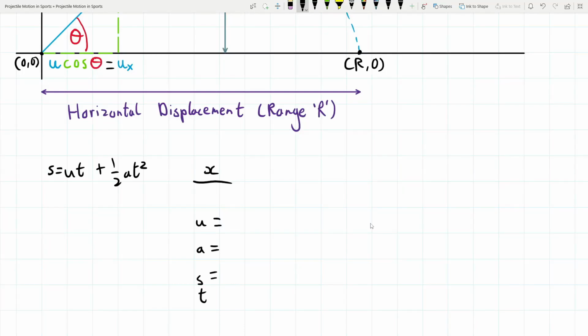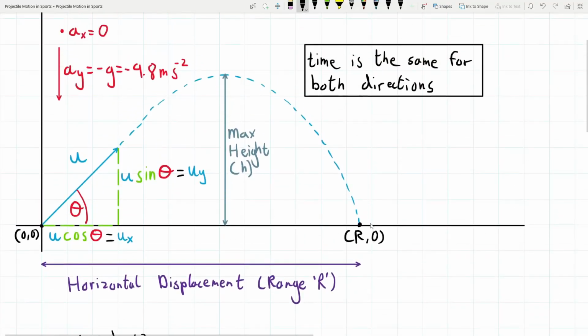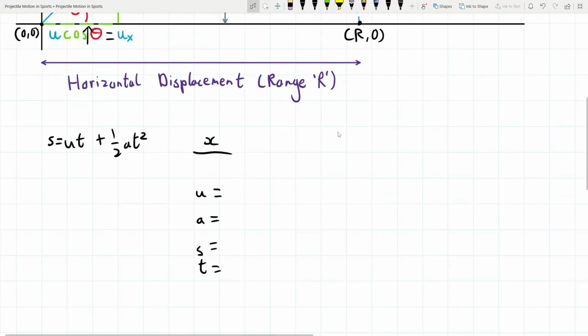So u in our diagram is u cos theta. The reason for that is because this side here is the adjacent side, and we know that cos of an angle equals the adjacent over the hypotenuse. So if we want to know what the adjacent is, multiplying by h on both sides, we have the adjacent equals h cos theta. And the hypotenuse is just u, the initial velocity, so we get u cos theta. So that's our initial velocity in the x direction: u cos theta.